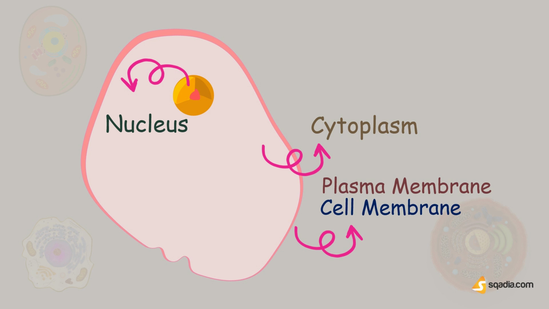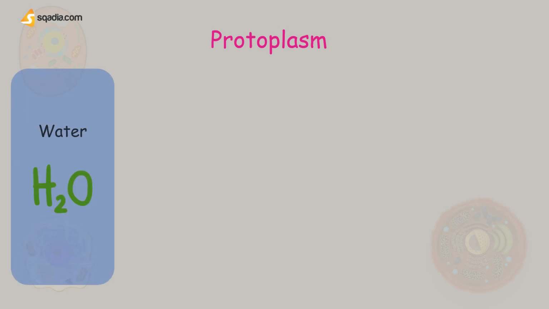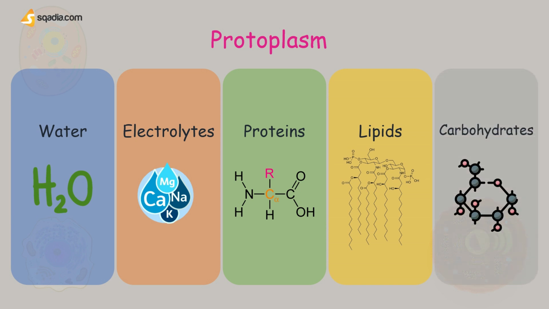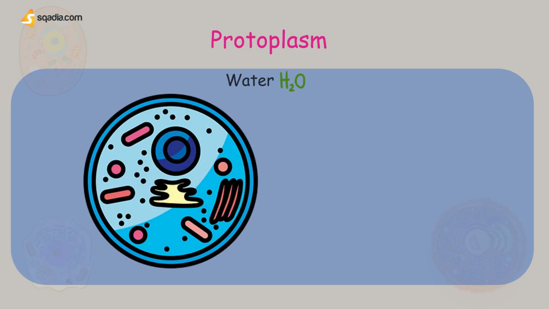The different substances that make up the cell are collectively called protoplasm. Protoplasm is composed of 5 basic substances, which are water, electrolytes, proteins, lipids, and carbohydrates. First one is water. Most cells, except for fat cells, are comprised of water in a concentration of 70 to 85%. That is why there is a fact established that our body is made of 80% of water.